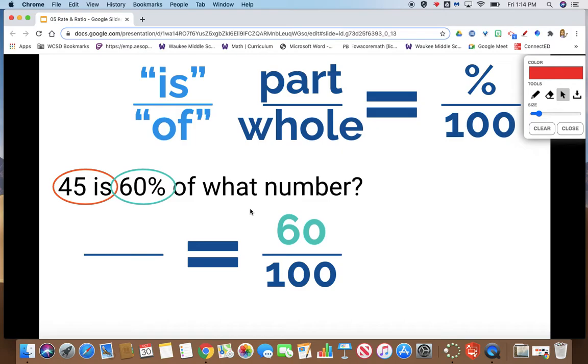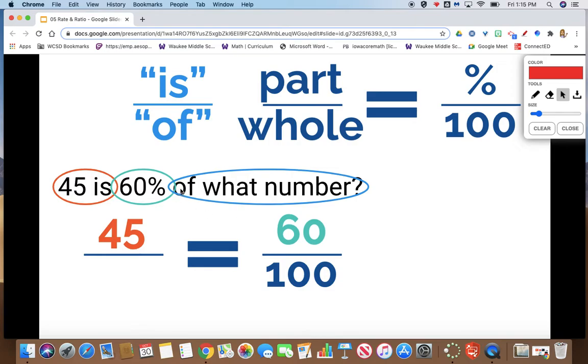Next, we're going to look for any other numbers that were given and which words they're nearby. 45 is. Notice that the 45 is right next to the word is. And earlier we talked about how is another word that we can use to identify the part. So we're going to place our 45, since we see the word is right with it, in our part area. So we are going to place it as the top of this fraction on this side of the equal sign.